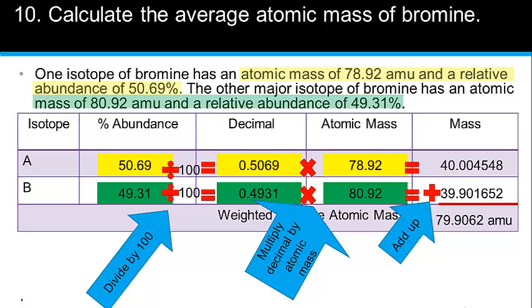79.9062 AMU. Now the great thing about this is that we know it's bromine. So we can check on the table of elements to see if we got it right. Our answer was 79.906. The answer on the table of elements is 79.904. So it's a little bit different because perhaps these numbers were rounded off. The numbers on the table of elements, maybe those were more exact, but we're very close. So we know that we did this right.